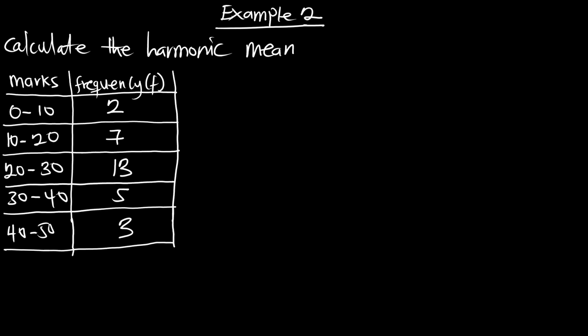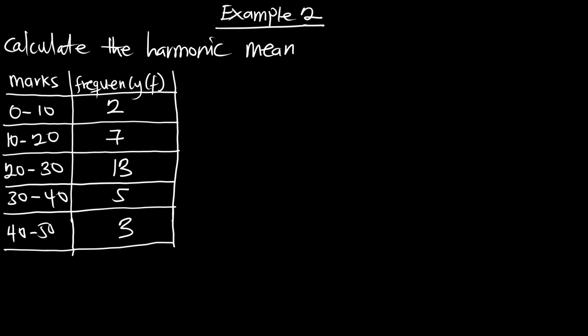So example 2, calculate the harmonic mean. We have a table with our data. So from 0 to 10 marks, we have 2, 7, 13, 5, and 3, and we are to find the harmonic mean. In situations like this, if you want to know how to construct your table, your parameters, first find the formula that relates with the question.